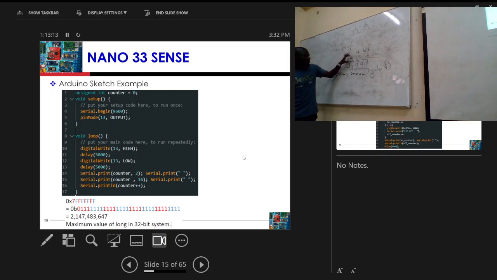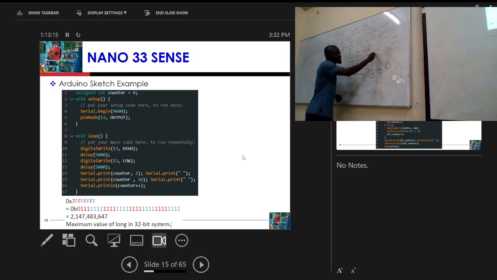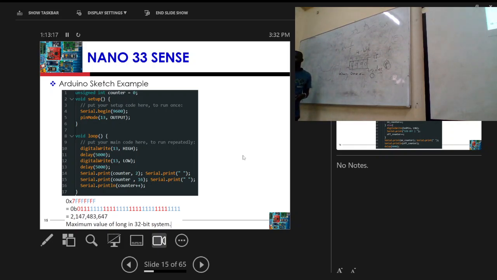Alright, so 1111 is 15. Right? So now I must start thinking, there must be a formula, right? For the highest number you can store.